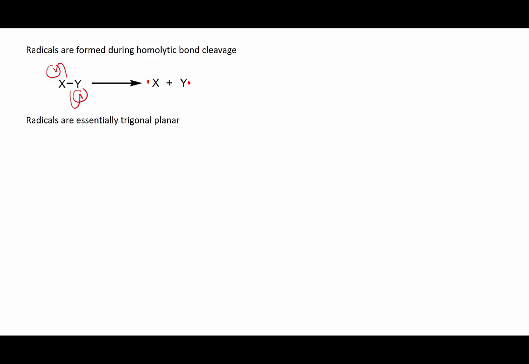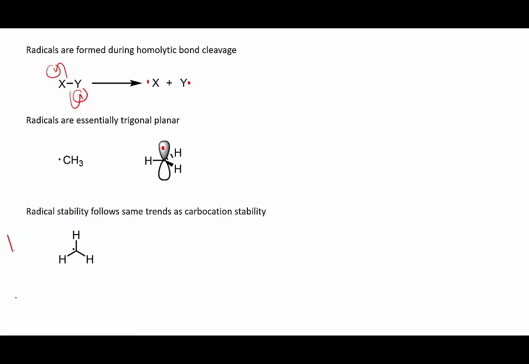If we're thinking about the geometry of radicals, they are essentially trigonal planar. Radicals in a lot of ways mirror carbocations. So if we take this methyl radical, CH3, another way of drawing that is in a trigonal planar fashion where we have a p orbital, which would be empty in the case of a carbocation, but in this case it has a single unpaired electron. Radicals, because they mimic carbocations, actually have the same trends in carbocation stability. This methyl radical will be the least stable of all the radicals we can make.